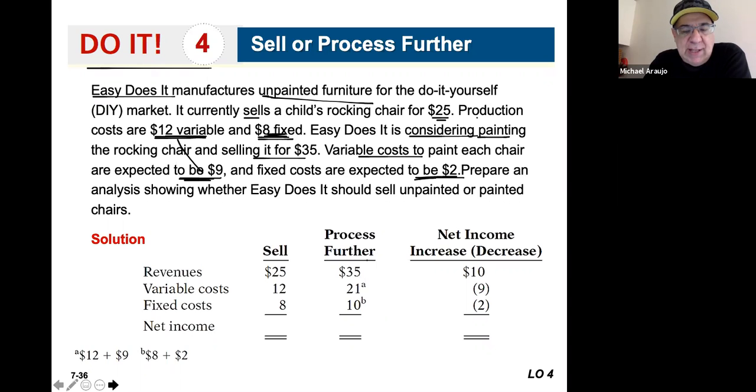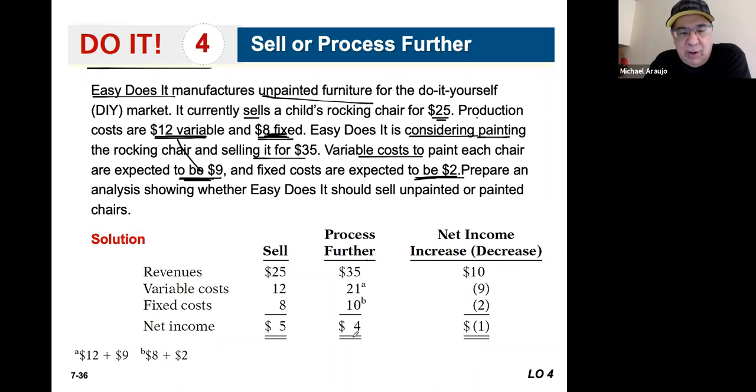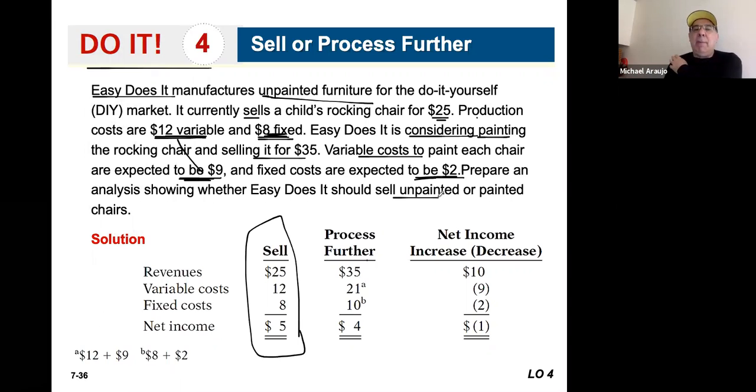So in this case, they would increase their revenue by $10, but as you see, they would have costs increasing by $11. So overall, it's not going to be worthwhile to process this any further, because every time they do it, they're going to see their profit go down $1 per chair. So just selling as is is the best thing. Sell the unpainted chairs and let it go. Okay. So that's how we would do learning objective 4.